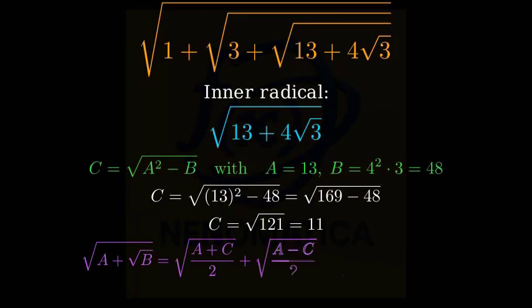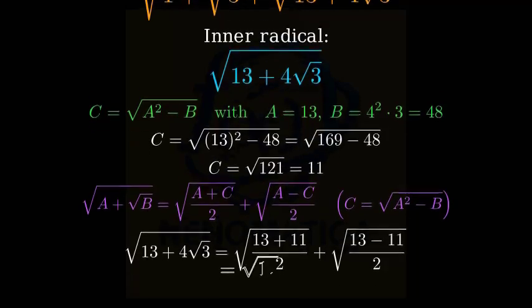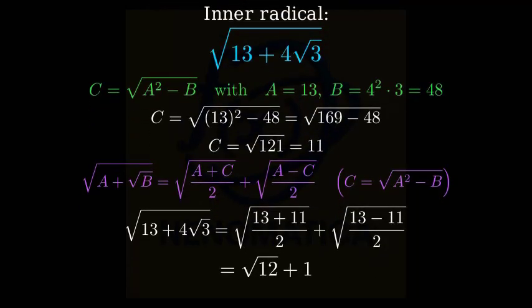Step 2. Use the identity for a single nested radical. Square root of a plus square root of b equals the square root of (a plus c)/2 plus the square root of (a minus c)/2, where c is the number we just computed. Substituting a equals 13 and c equals 11 gives square root of 13 plus 4 times square root 3 equals the square root of (13 plus 11)/2 plus the square root of (13 minus 11)/2, which simplifies to square root 12 plus 1.